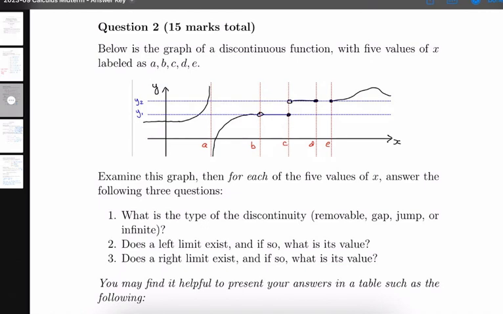So, at A, there is a discontinuity at A in the function. So the function is the black lines, right? That's the graph of the function. So here, it goes up, and then from down, it comes here. There's an open circle. What does an open circle mean?